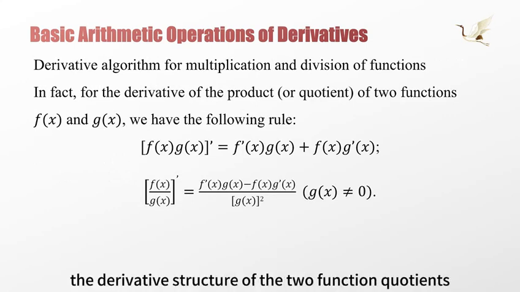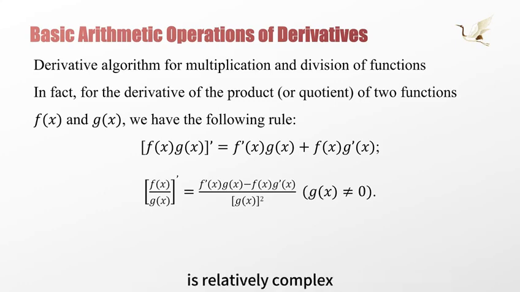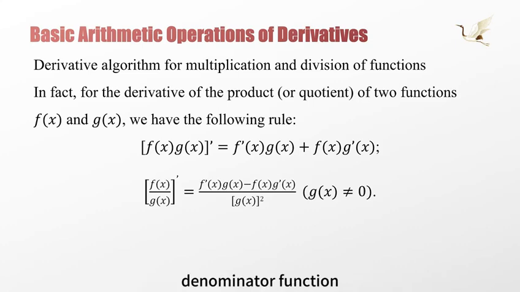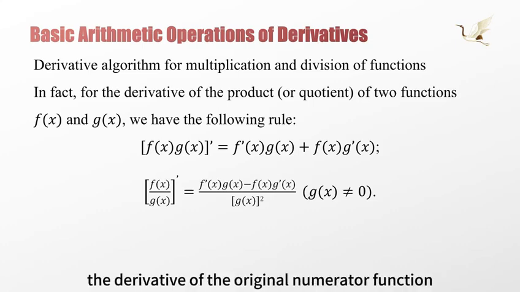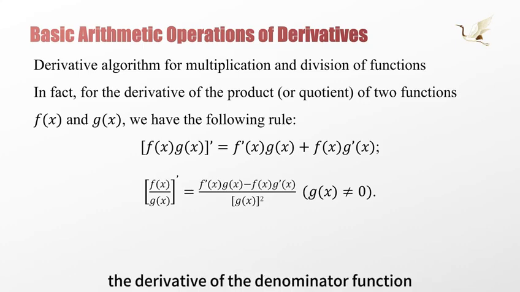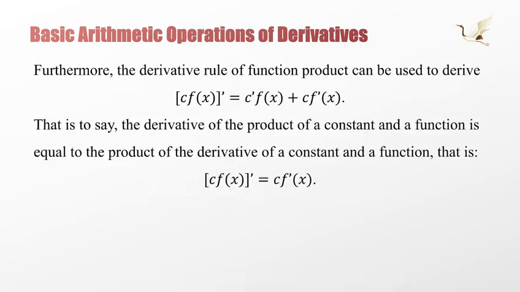The derivative structure of the quotient of two functions is relatively complex. The denominator is the square of the original denominator function, and the numerator is the derivative of the numerator function times the denominator function, minus the numerator function times the derivative of the denominator function.